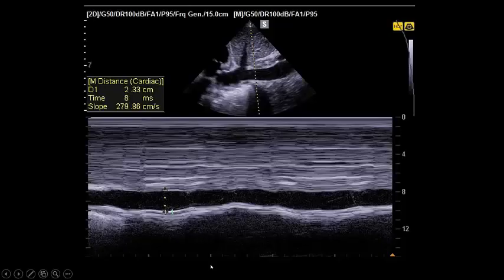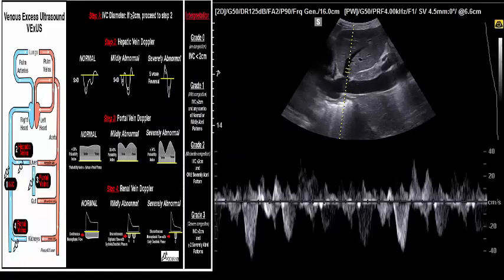Back to our patient. Our patient has inferior vena cava dilated more than 2 centimeters, so we need to apply the VExUS score. First, I will put the pulse wave Doppler here in the hepatic vein in the epigastric view here. As you see, the flow is parallel to the vein and will give very nice flow. Normally, this is the hepatic vein going to the inferior vena cava, and this is the right atrium, tricuspid valve, and right ventricle.